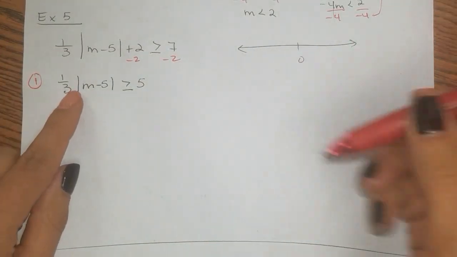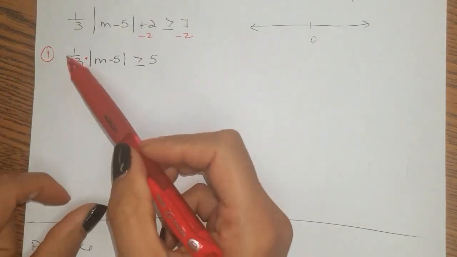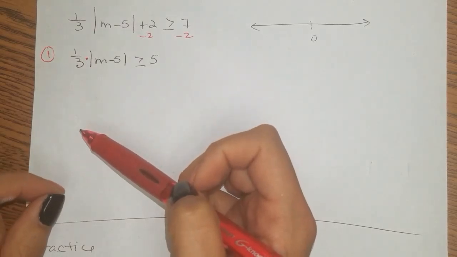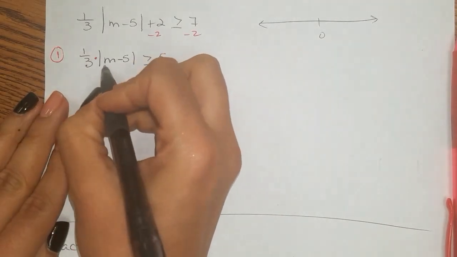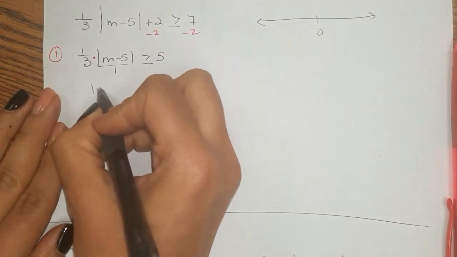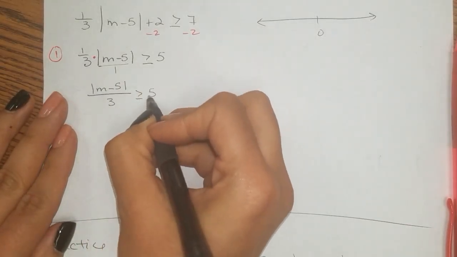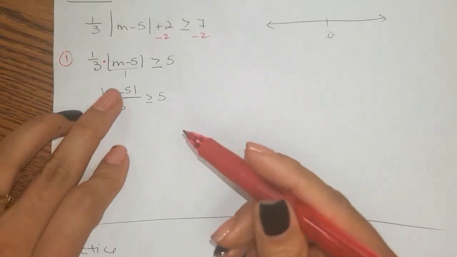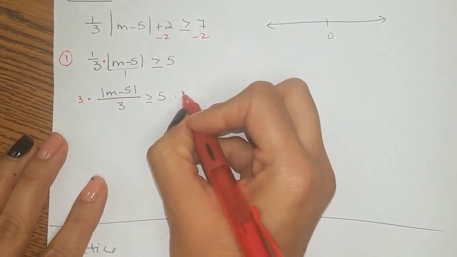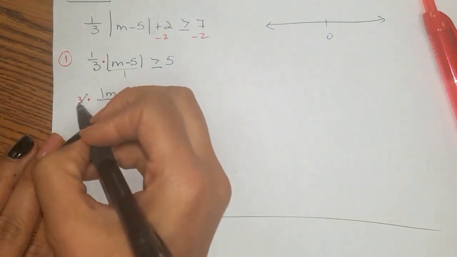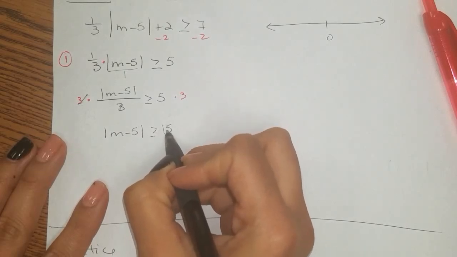And we're not done. This is being multiplied here, okay? What you could do if you wanted to get rid of this fraction, well, I'll just show you. Okay, so you could either divide by 1/3 or you could rewrite it as like m over 1 and multiply across. So m minus 5, absolute value, all over 3 greater than or equal to 5. So then here it makes it a little more clear that you need to get rid of that 3 first by multiplying both sides by 3. That's going to go to 1. Absolute value of m minus 5 is greater than or equal to 15.